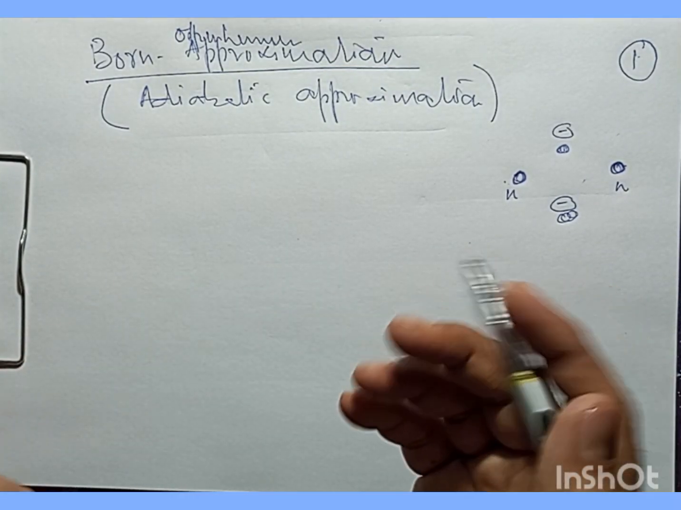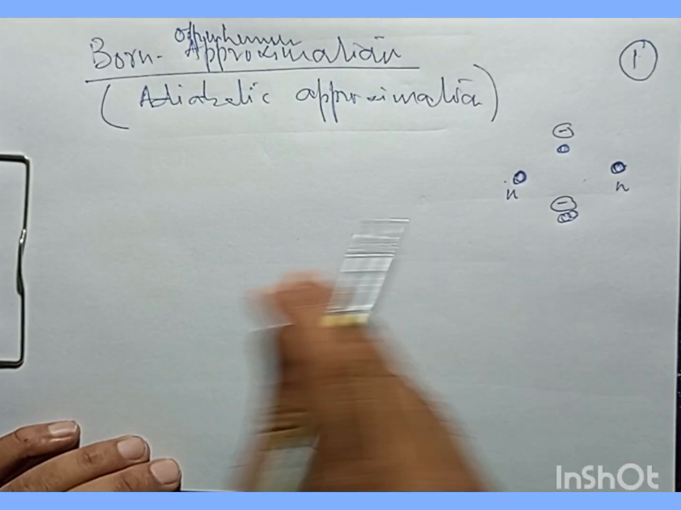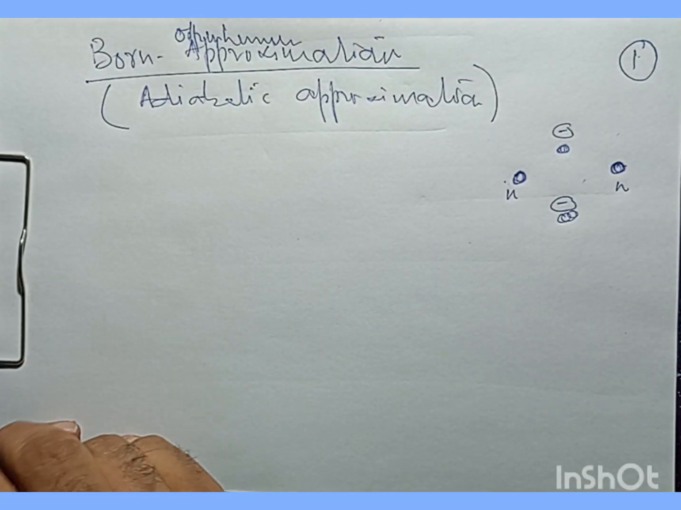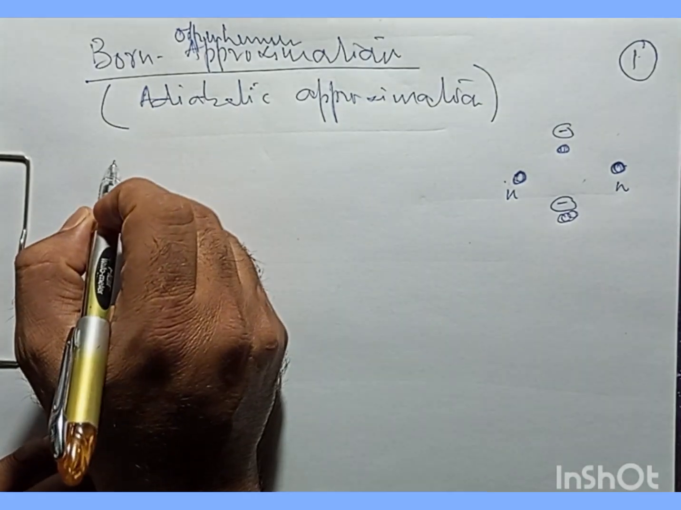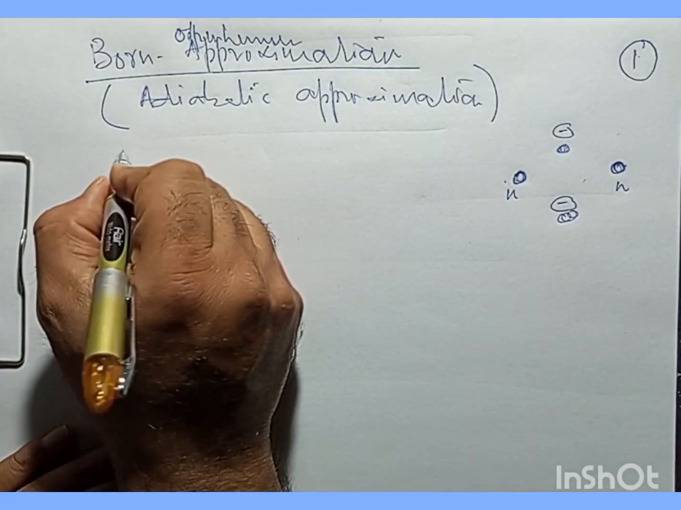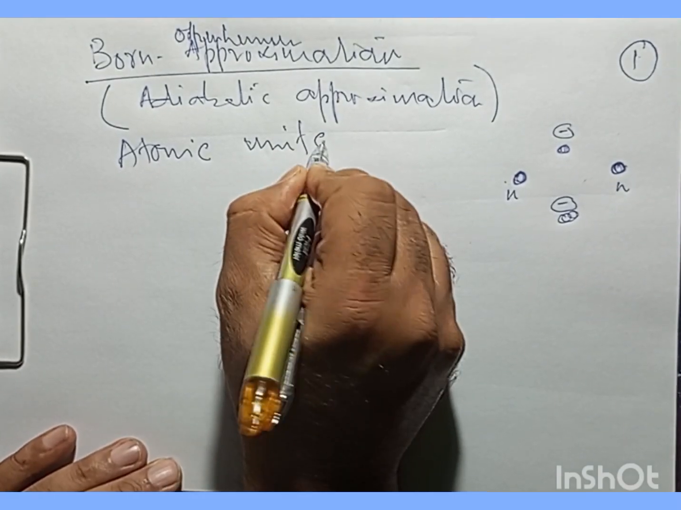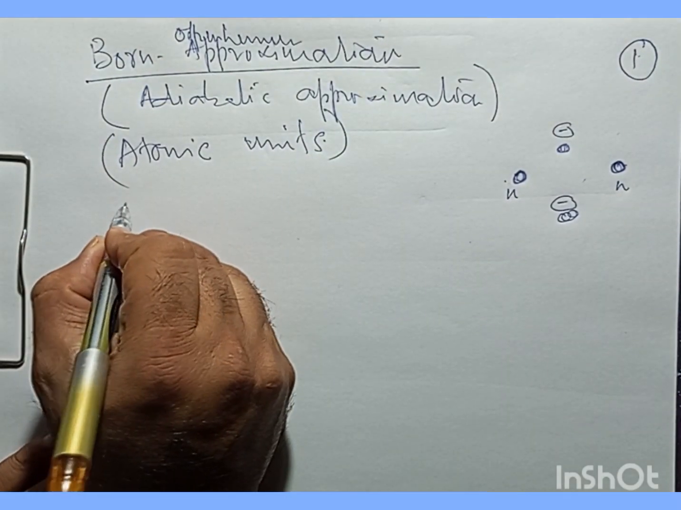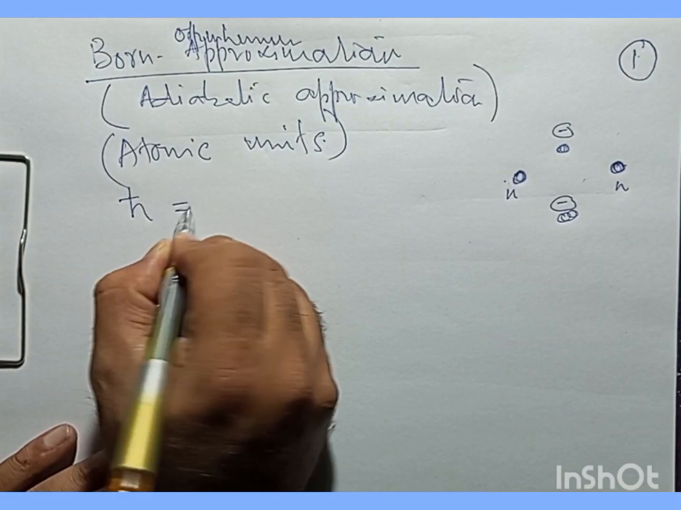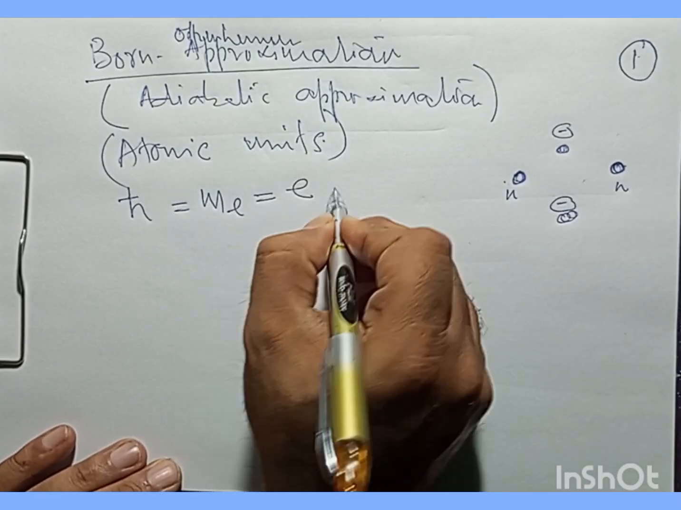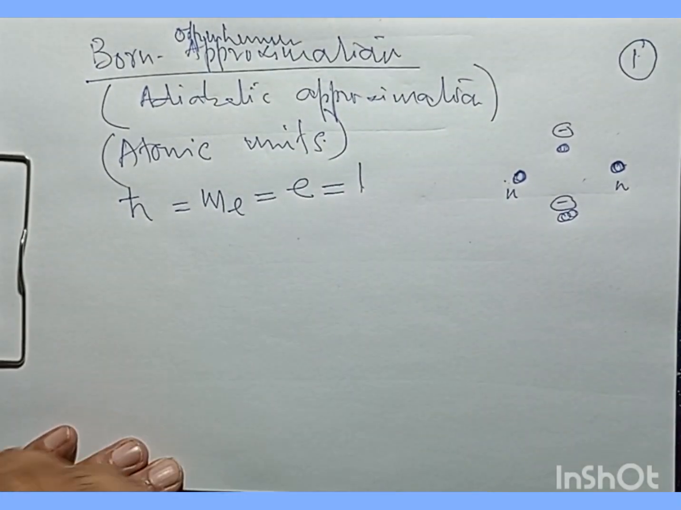Now, if we have a molecule, as we have to discuss the adiabatic approximation, in this approximation we will choose our Hamiltonian in atomic units. And how do we choose it? We understand that ħ is taken equal to 1, the mass of the electron is taken equal to 1, and the charge of an electron is taken equal to 1.